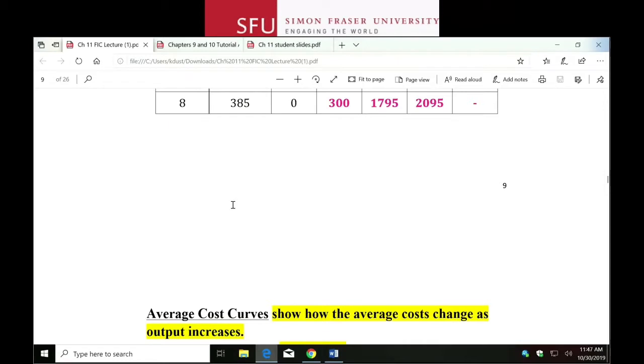All right, so this will be important for your profitability. Right? You want to know how much profit you're going to make. You need to know what your average cost is. But your average cost will change as you produce different amounts of output.